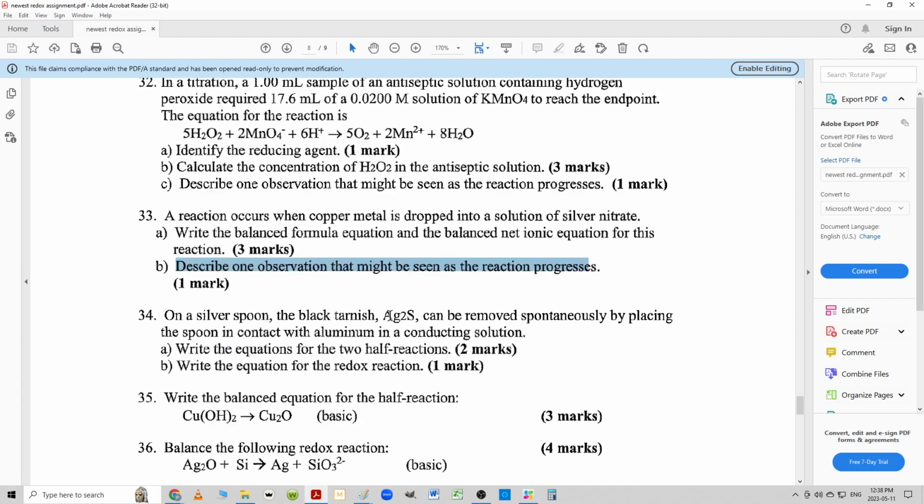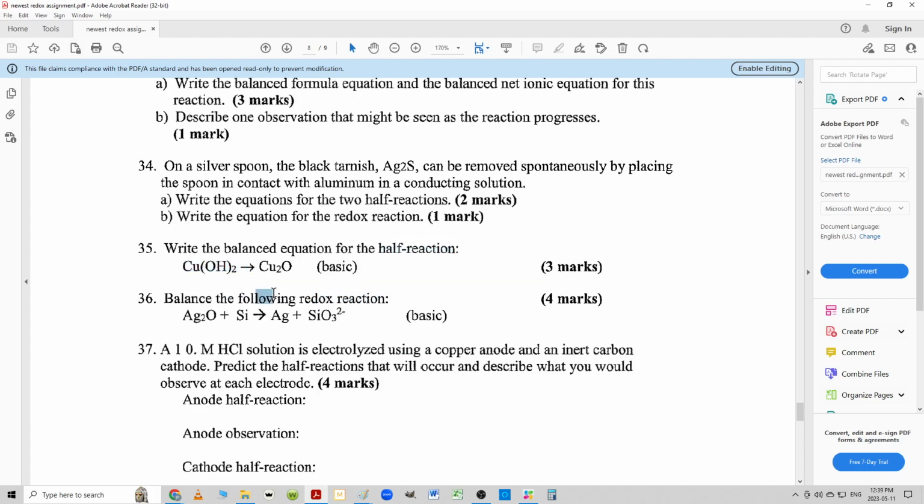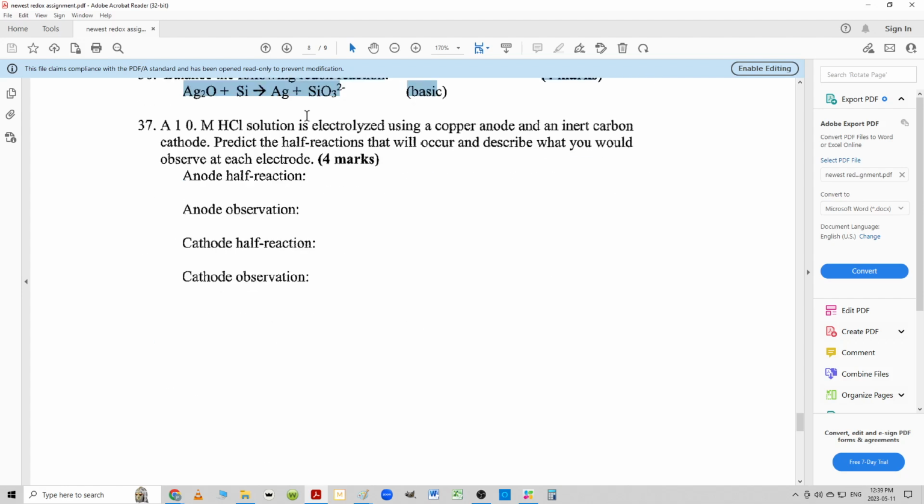On a silver spoon, a black tarnish can be removed spontaneously by placing the spoon with aluminum. So that means the Ag ions here are going to become solid metal, and the aluminum is going to become stripped of electrons. Write the equation of the redox reaction. That's not too hard to do. Write the balanced equation for the half reaction in basic solution. So follow the steps I described. Balance the following reaction in basic solution. So follow the steps I described.